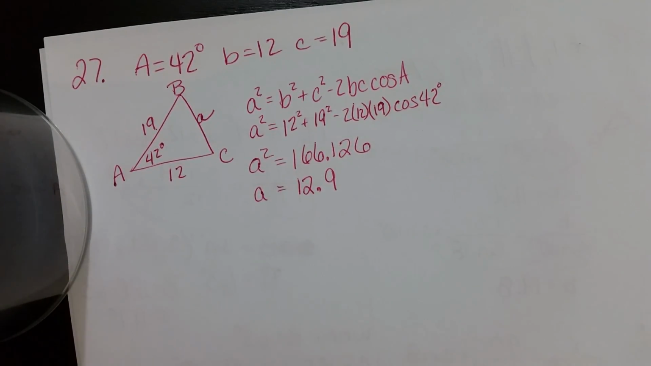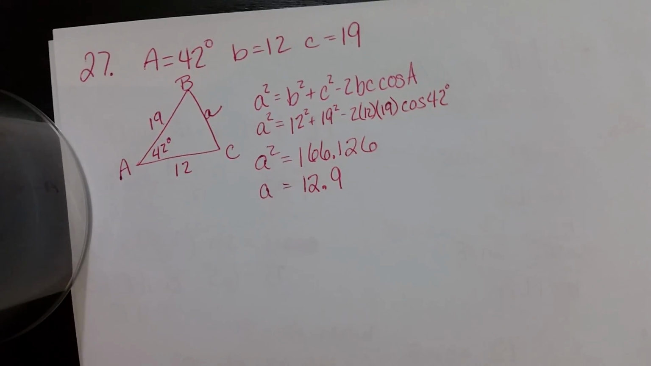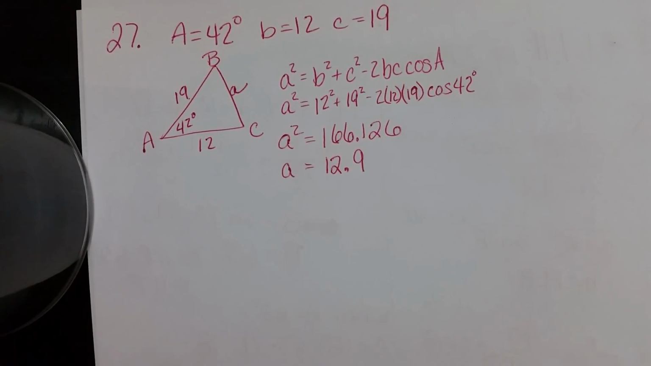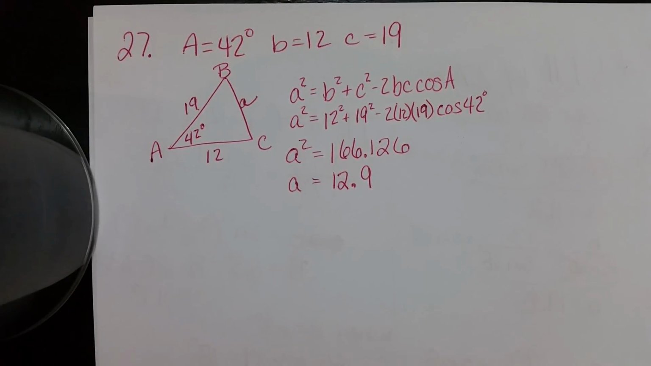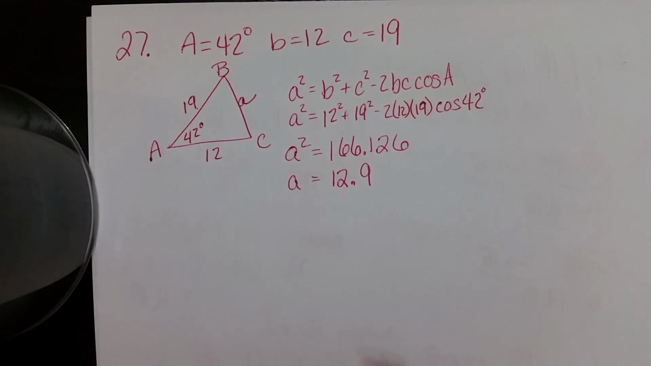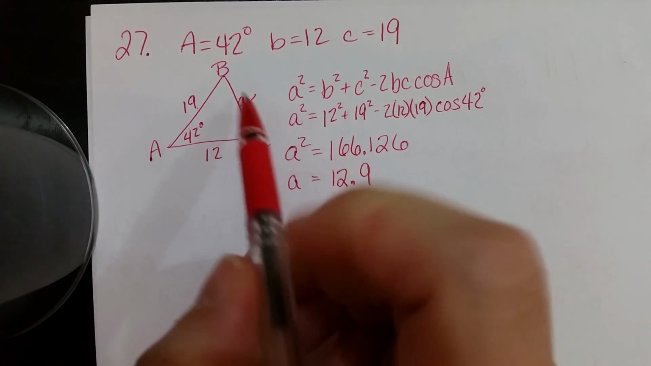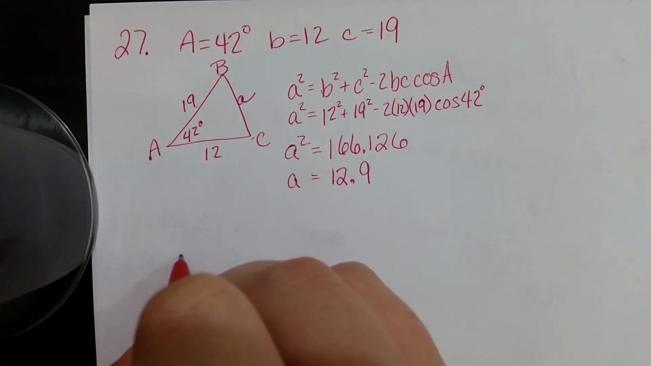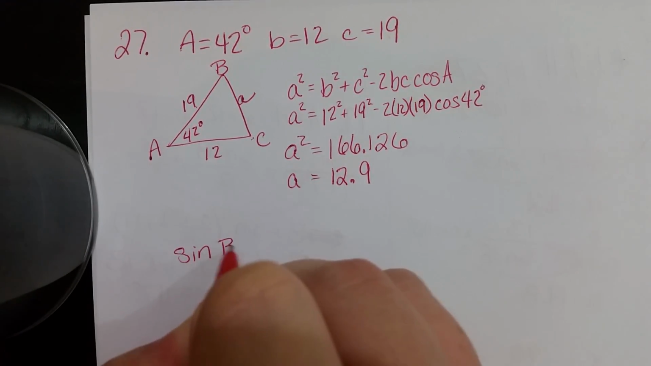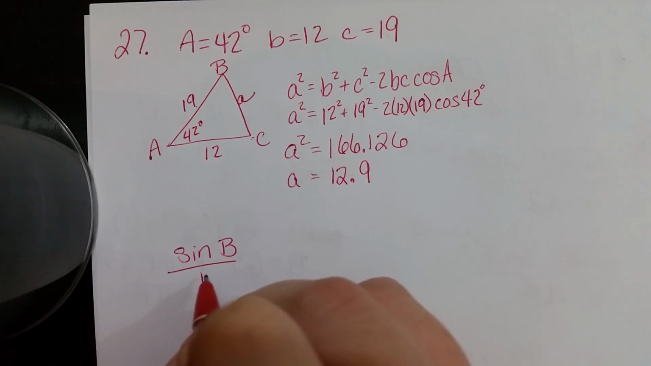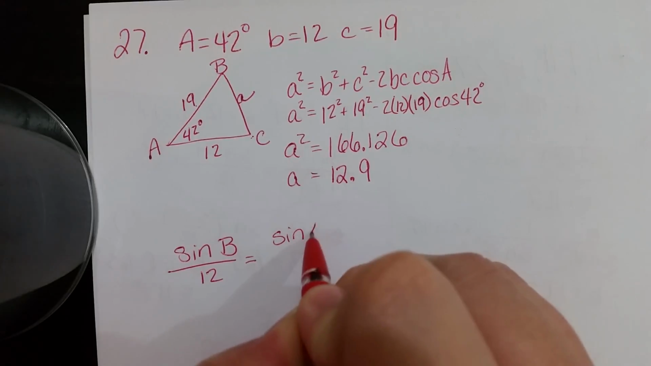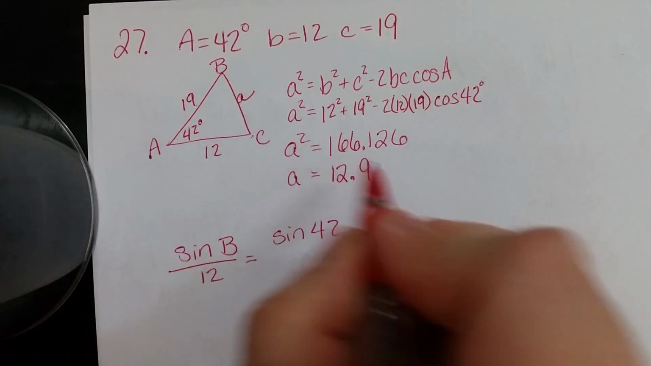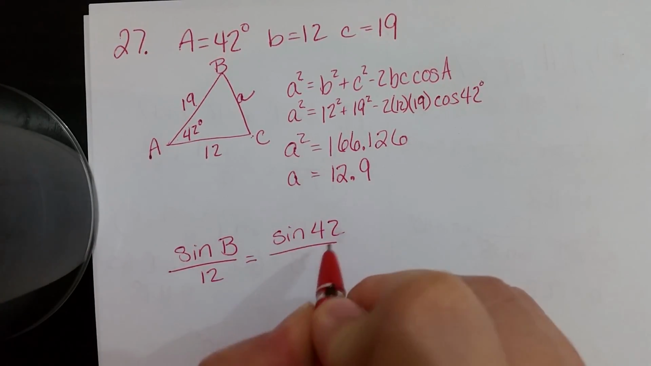Okay, so from there I need to find the other angles. Even though you use cosine rule in the beginning, there's nothing that prevents you from using sine rule once you have enough information. So in this case, I can now find one of the other angles. Let's say I want to find angle B, I can use sine rule. Sine of B over 12 equals sine of 42, which is A, over 12.9.